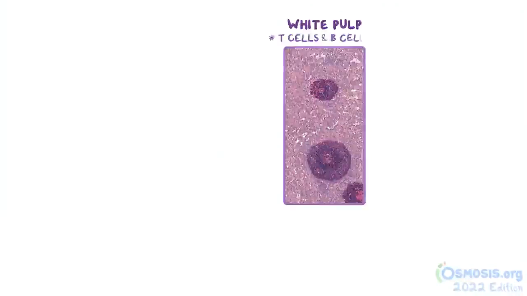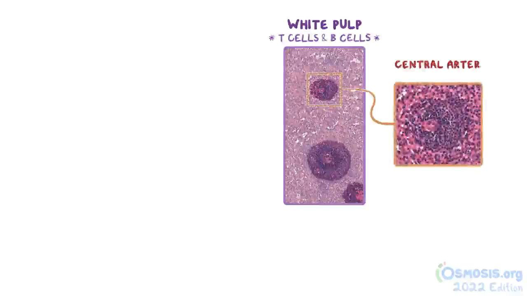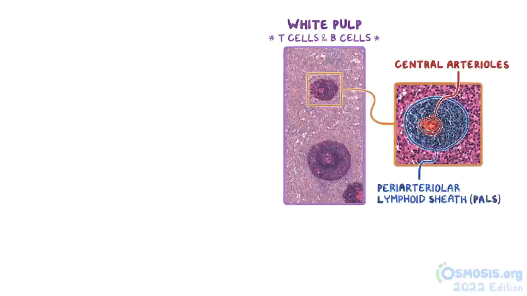Now, if we move to a different region of the spleen, we can see that there are areas that are more basophilic and stain mainly purple. These areas of lymphatic tissue make up the white pulp, which consists mostly of T cells or B cells. The trabecular arteries from the previous image branch even more and become central arterioles. Each central arteriole is surrounded by a periarteriolar lymphoid sheath, or PALS for short, which is a cylindrical mass or sheath of mostly mature T cells that surrounds the central arteriole.